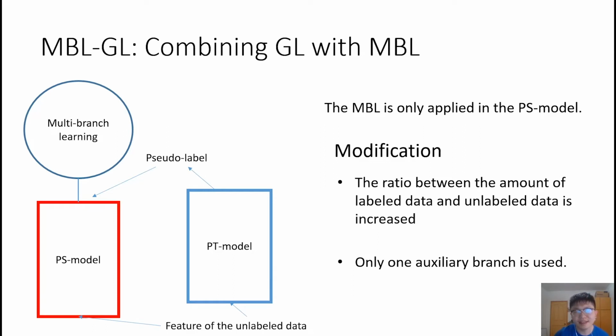Combining guided learning with multi-branch learning. To combine the guided learning with multi-branch learning, 2 changes are made. First, the ratio between the amount of labeled data and unlabeled data is increased to reduce the influence of noise in training data introduced by the pseudo labels. Second, we only use 1 auxiliary branch.